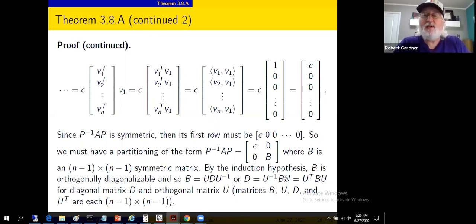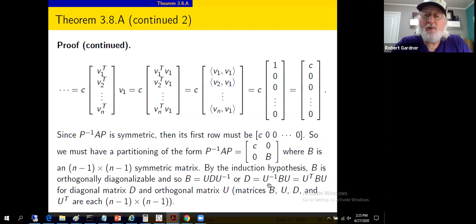All right, so what we did was apply the induction hypothesis, that being if we have an n minus 1 by n minus 1 symmetric matrix, then it's orthogonally diagonalizable. There exists a diagonal matrix D and an orthogonal matrix U such that that symmetric matrix can be written as this product.